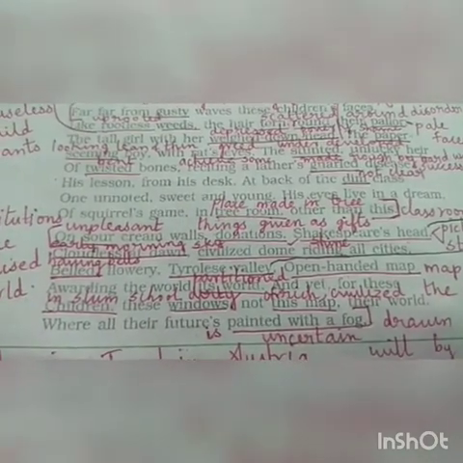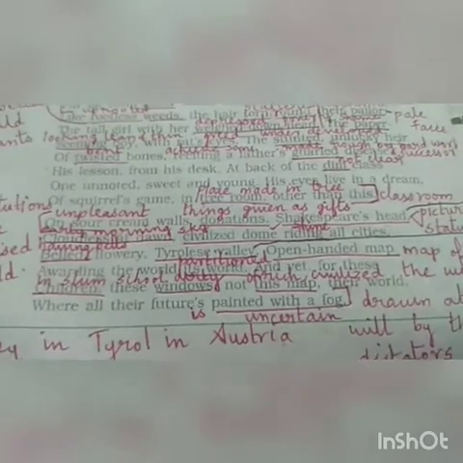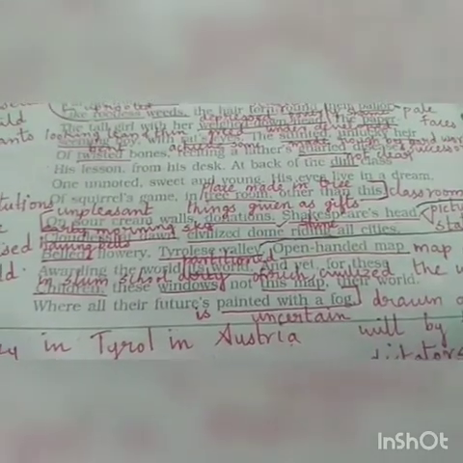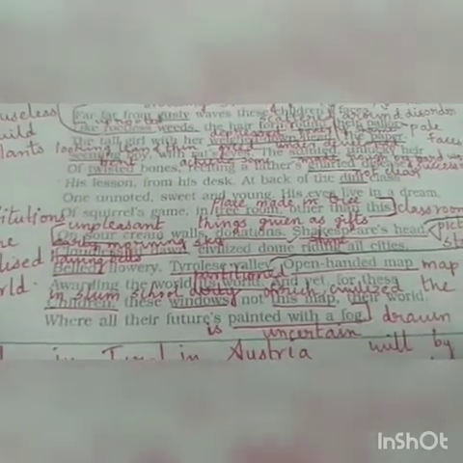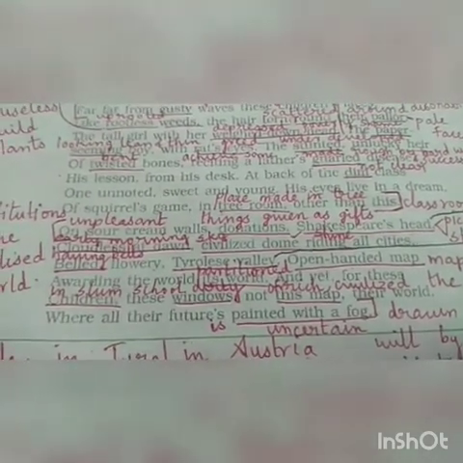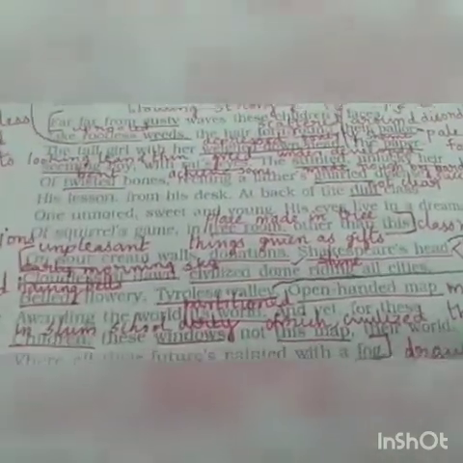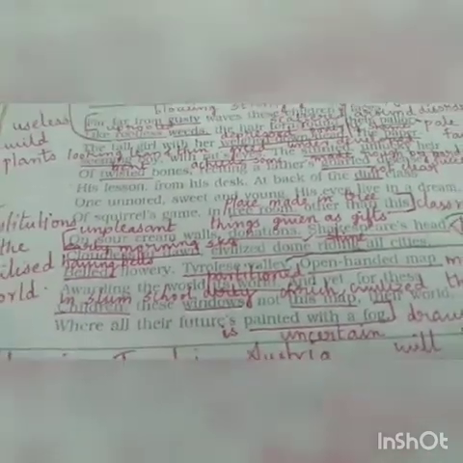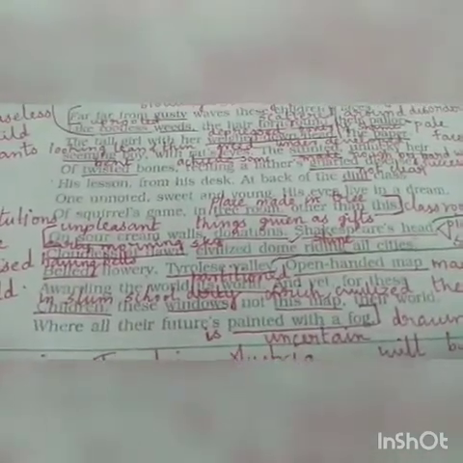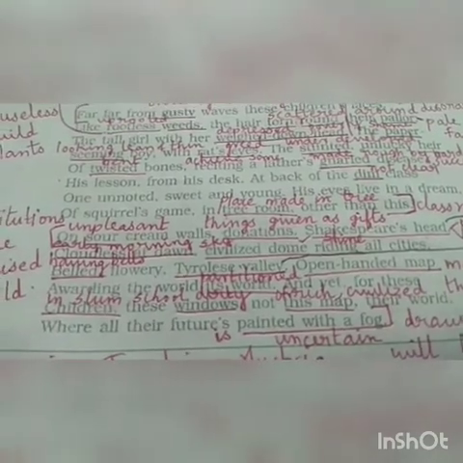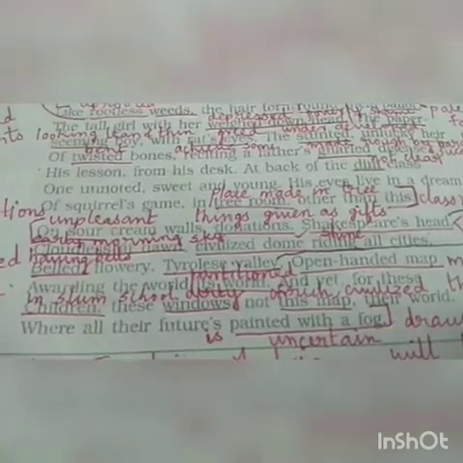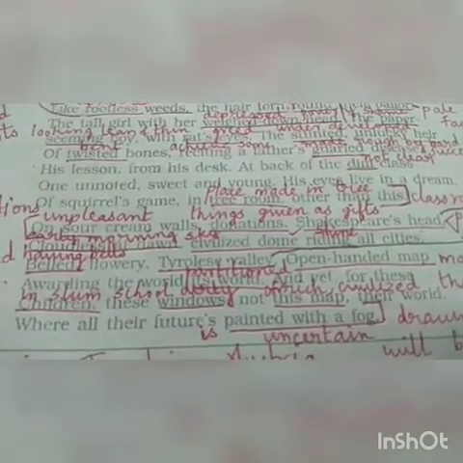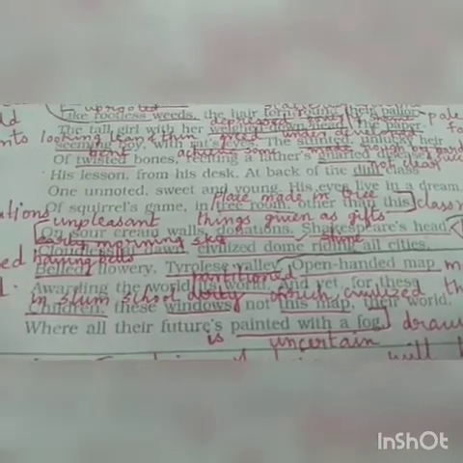At back of the dim class, one unnoted, sweet and young. His eyes live in a dream of squirrel's game, in tree room other than this. And in the same class, the poet is introducing us to another boy. Okay, and it's a dim class. What do you mean by dim class, children? It's not a clearly lit class. And there was a boy who was very unnoticed, but he was sweet and young, and his eyes live in a dream. What is his dream? Of a squirrel's game. Actually, he doesn't want to sit in this classroom. He wants to go out and play with the squirrel in a tree room.